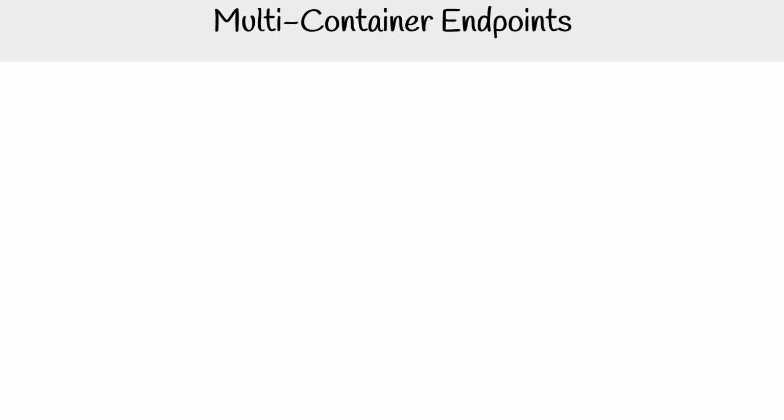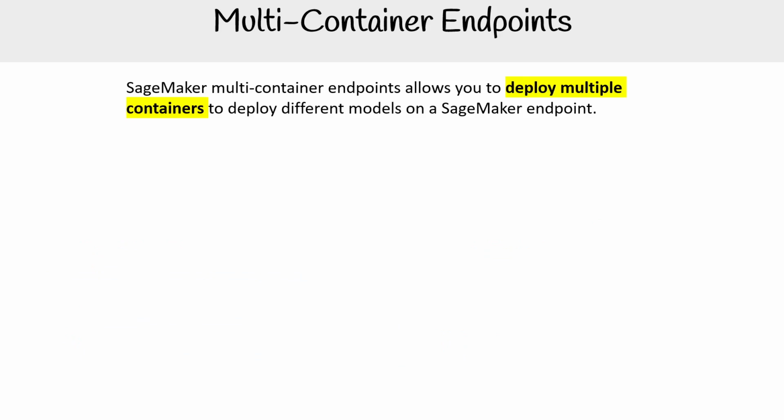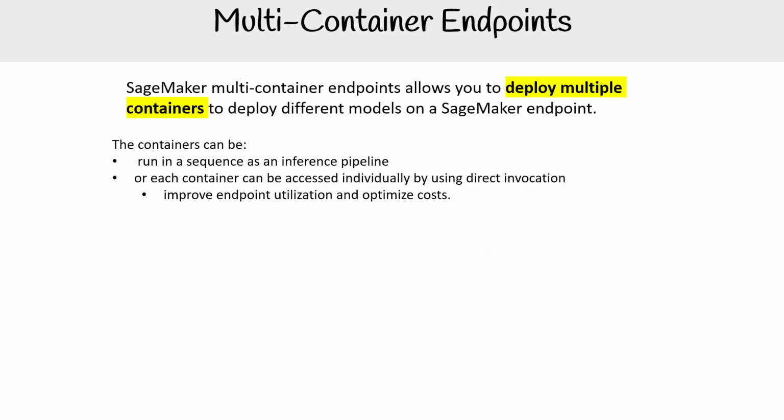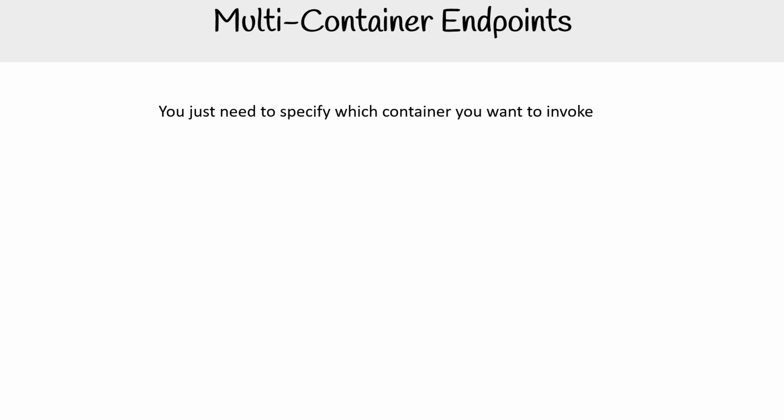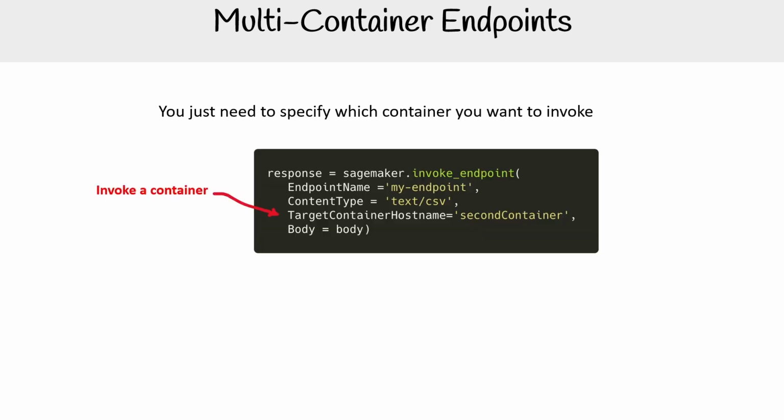We have multi-container endpoints. This is SageMaker multi-container endpoints, which allows you to deploy multiple containers, deploying different models on SageMaker endpoints. The containers can be run in sequence as an inference pipeline, or each container can be accessed individually by using direct invocation, to improve endpoint utilization and optimize costs. Here's an example of creating a multi-container endpoint. And there's that create model thing we didn't see earlier. Here it is right now. And then we have the multi-container endpoints. So you'll need to specify how you want to invoke them.